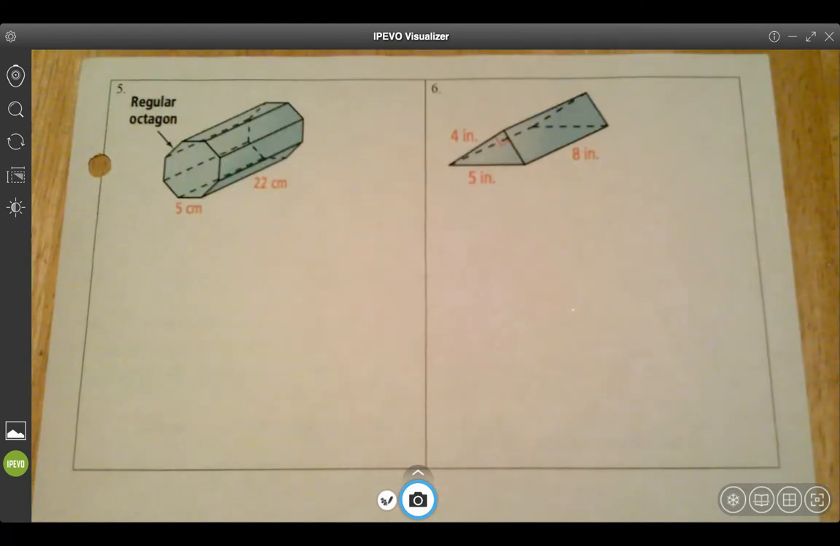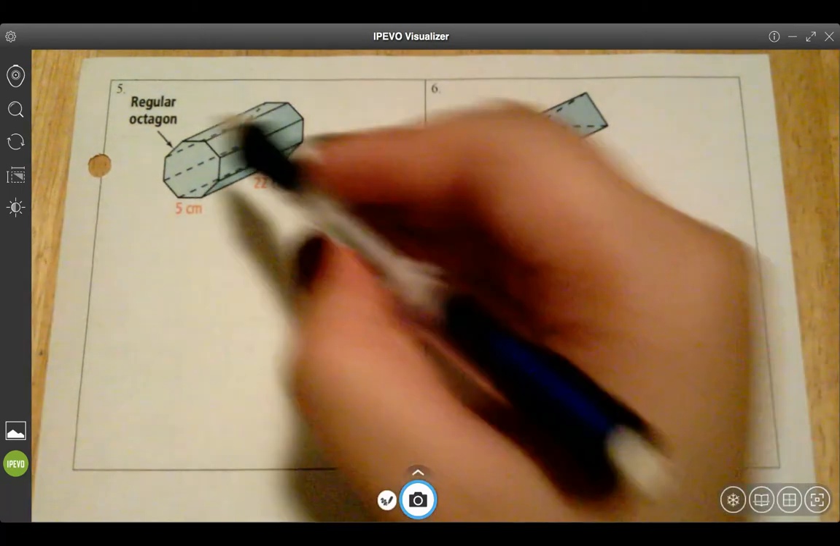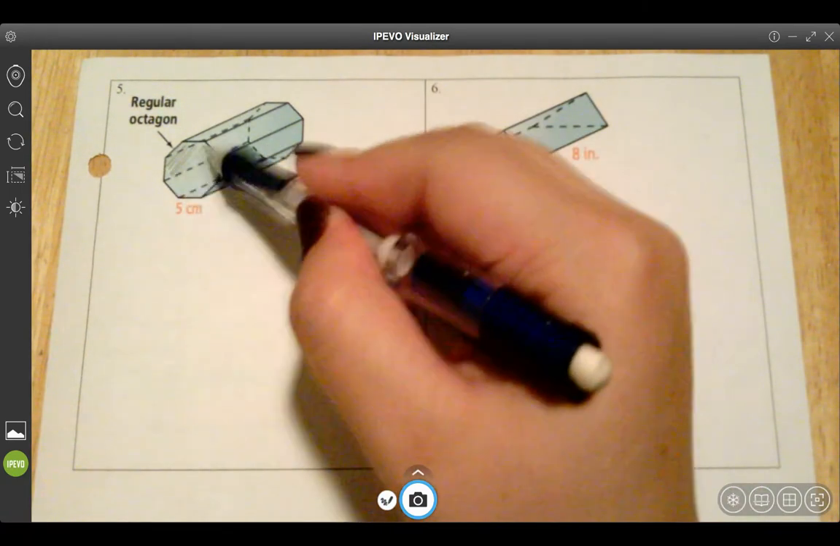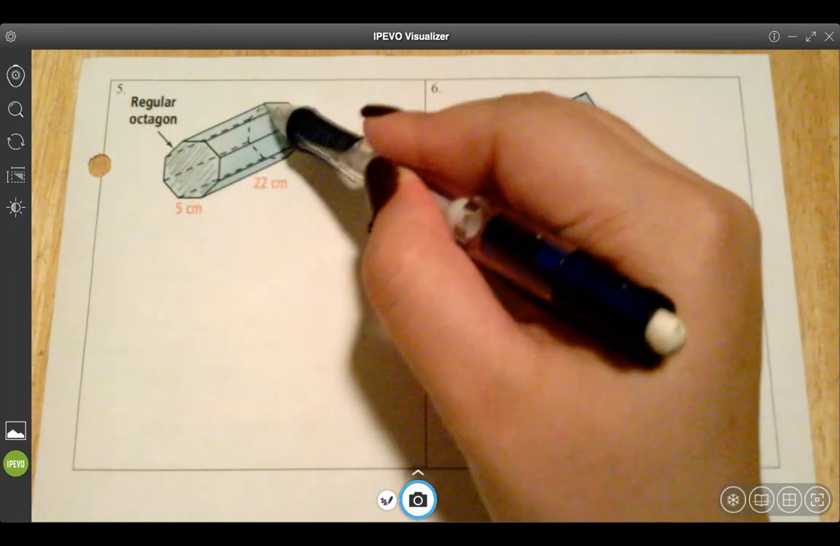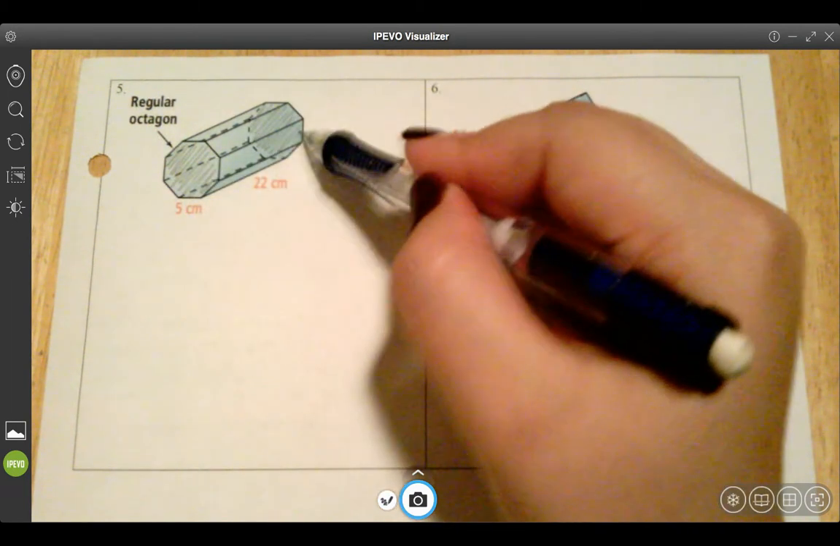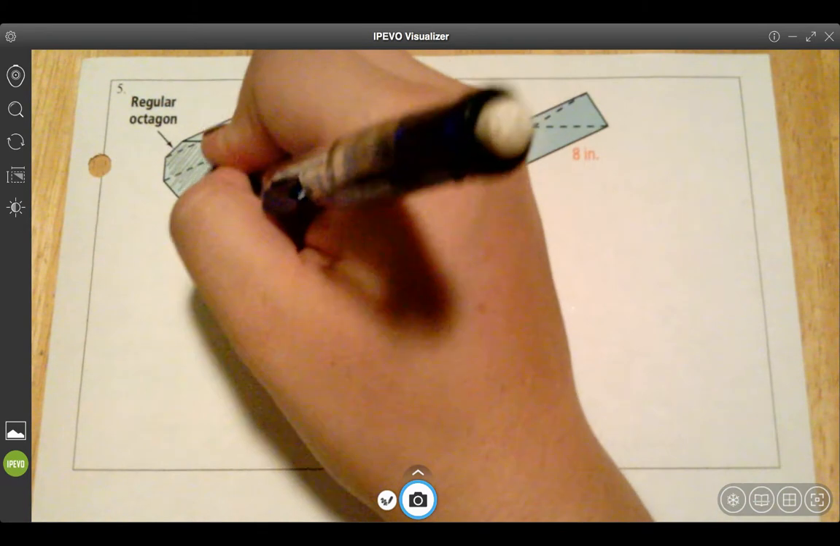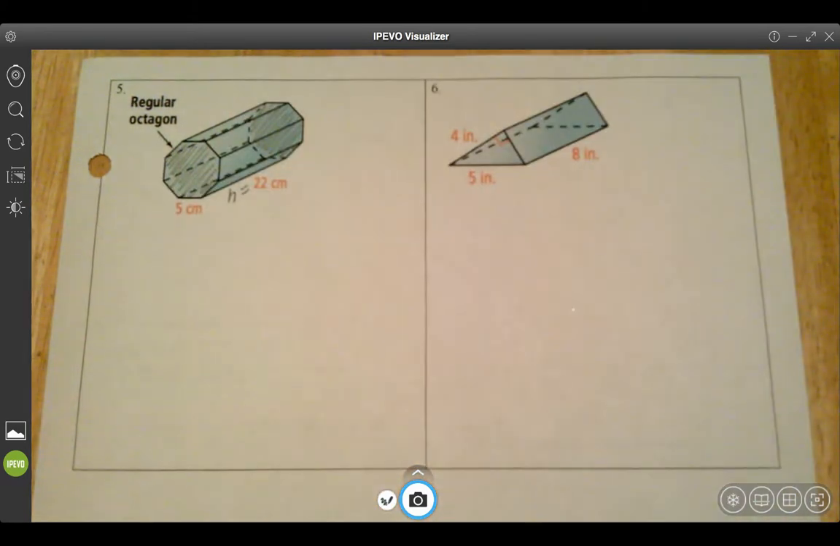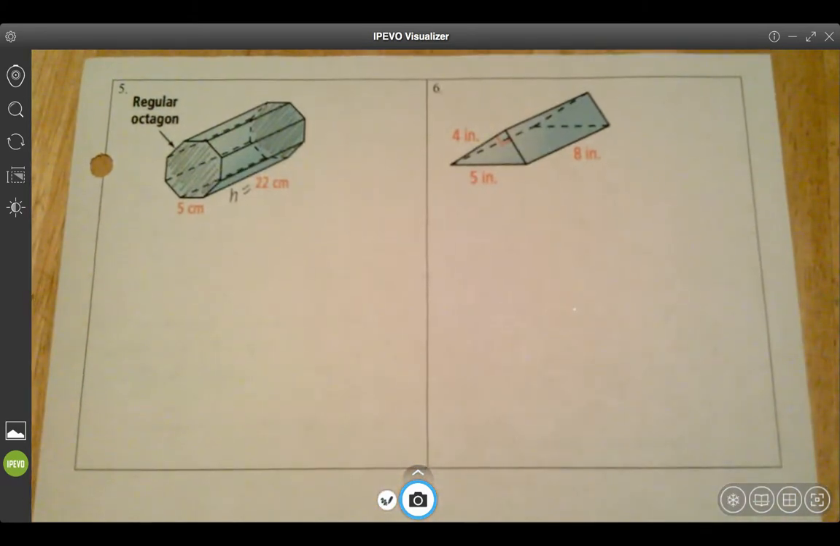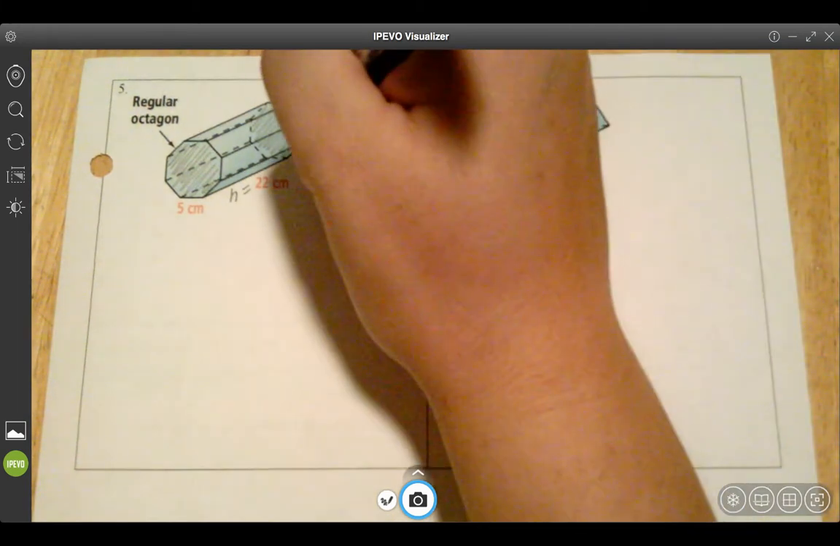Okay, remember how I said any regular polygon could be one of our bases? This time we have a regular octagon. So here's one octagon. Here is another octagon. Those are our bases. That leaves our height as 22. That means our area of a base is going to be a little bit more complicated. But let's start with lateral area.